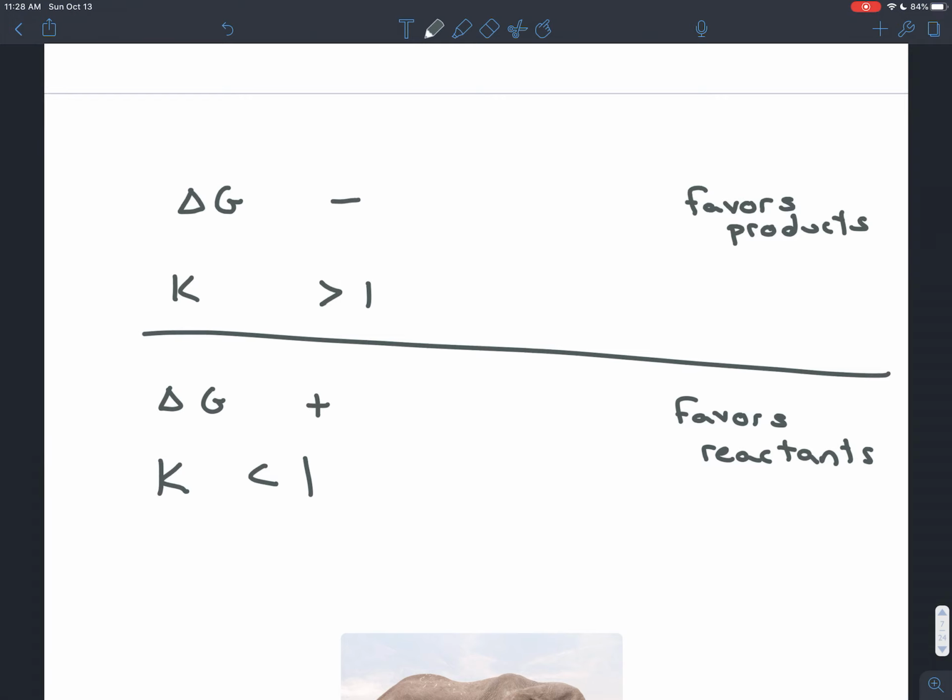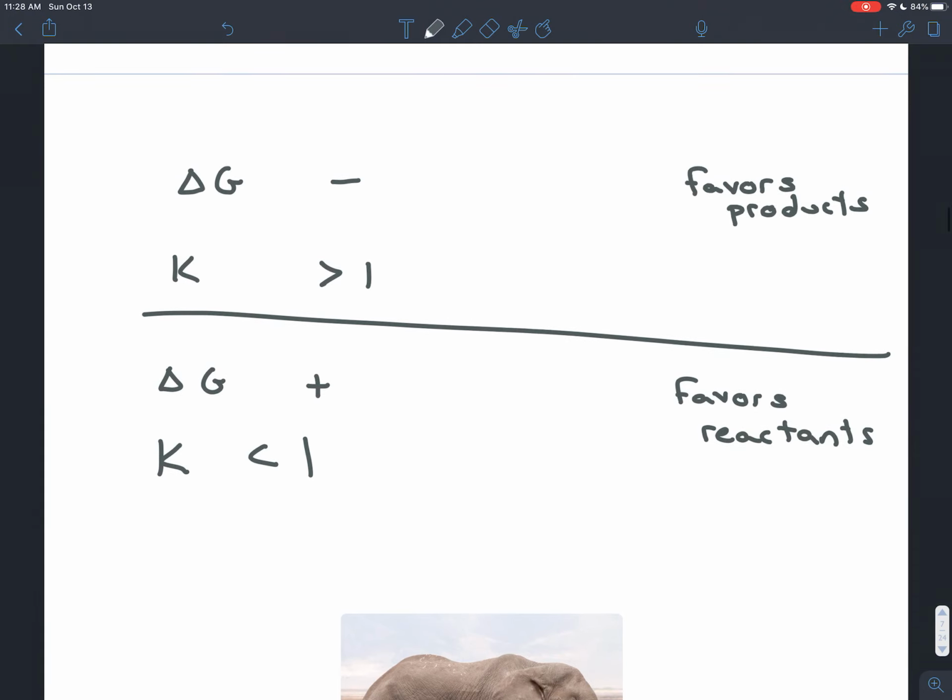So you can see that a K bigger than 1 is like having a delta G that's negative, and a K smaller than 1 is like having a delta G that's positive. Both of those are really giving you the same information about a reaction.